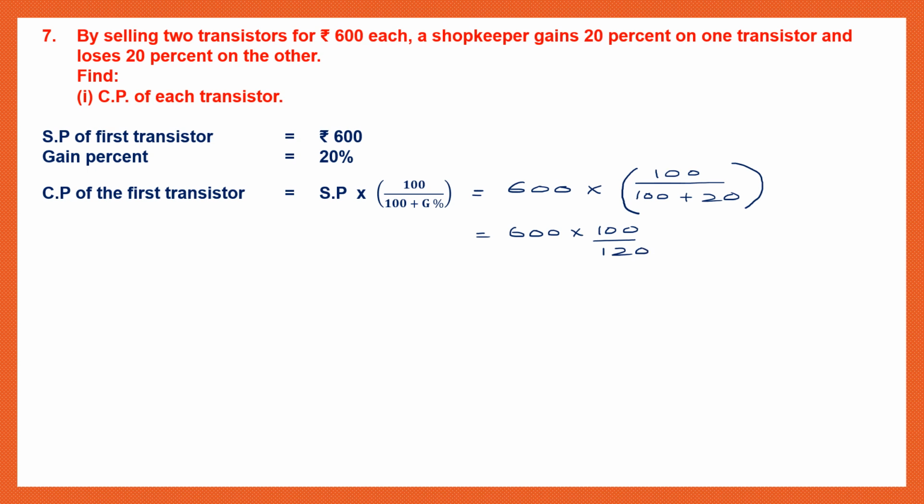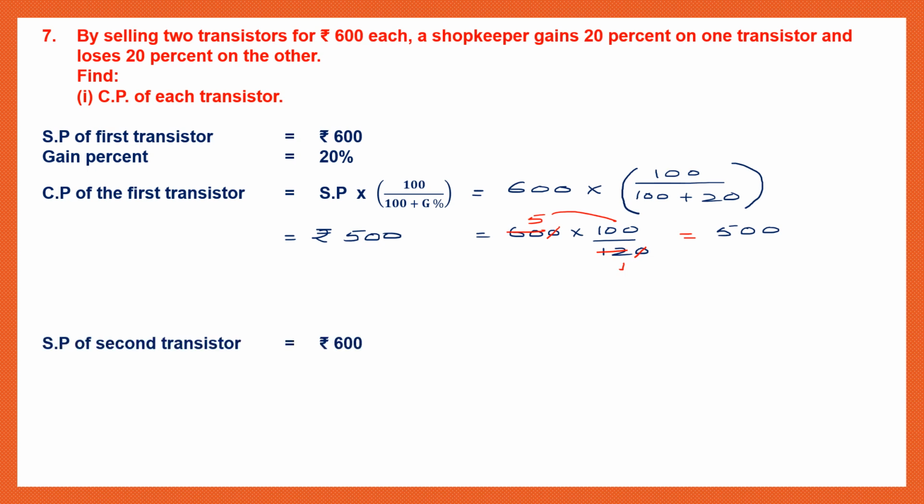Now let's cancel the zeros first. So we'll cancel 1 0 here and 1 0 here. Now I can cancel 60 and 12. So 12 ones are 12 and 12 fives are 60. Now multiply the numerators. 5 into 100 is 500. So we have found the cost price of the first transistor to be 500 rupees. We have to find the cost of each transistor, so this is the cost price of the first transistor.